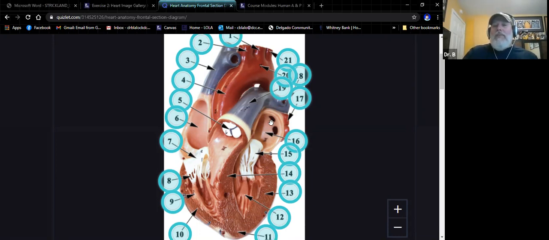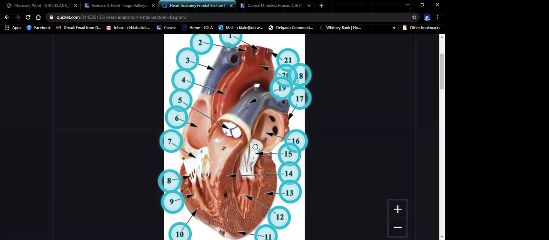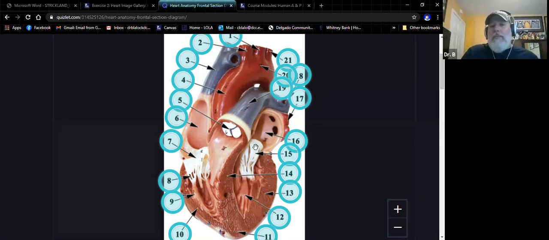We get the blood back from the lungs. It's now oxygenated. So that's going to put us into our left atrium. We're going to pump blood from the left atrium into the left ventricle. That's going to cross number 15, which is our bicuspid valve or the mitral valve. You can put either one for me for that. It doesn't matter.